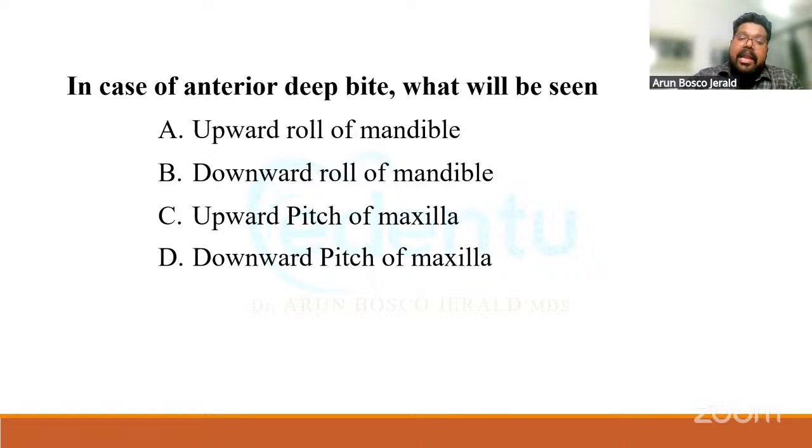Downward pitch of maxilla means there is a downward rotation of the maxillary anterior region and upward rotation of the maxillary posterior region. So the correct answer is downward pitch of maxilla. So deep bite is caused by downward pitch of maxilla. Upward pitch of the mandible can also cause anterior deep bite. So downward pitch of maxilla and upward pitch of mandible can cause anterior deep bite.